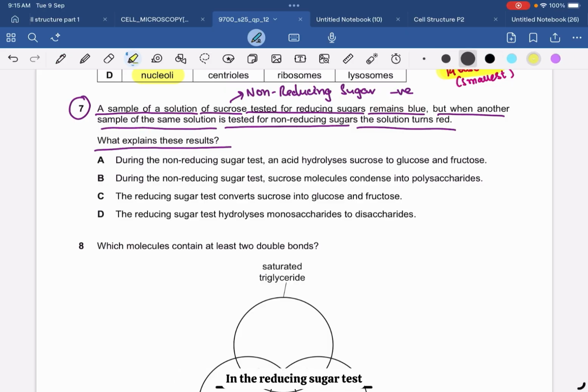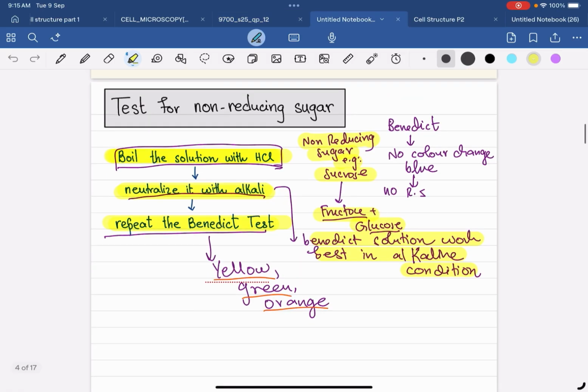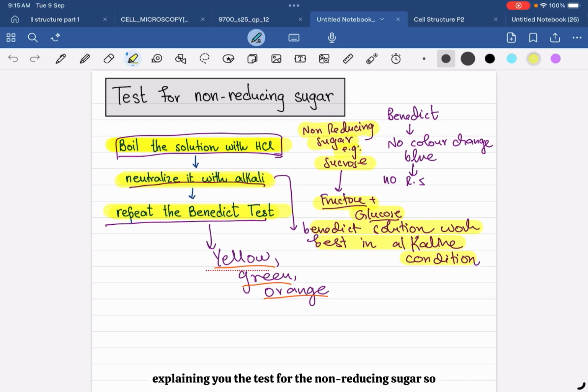In the reducing sugar test, what do we do? We simply put the Benedict solution in a sugar solution and the color changes. But because sucrose is a non-reducing sugar, when we add the Benedict solution in it, it will remain blue. Let me move on to my lecture notes to explain the test for the non-reducing sugar. If we simply use the Benedict in it, it will give no color change. Why? Because Benedict is used directly for the test of the reducing sugar. So when the Benedict is put in the non-reducing sugar, it shows no color change, it remains blue. It means that no reducing sugars are present over there, right?